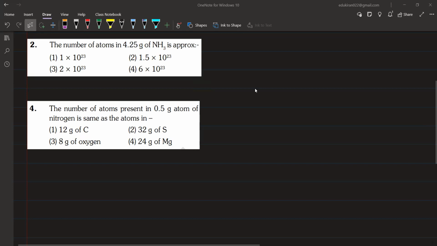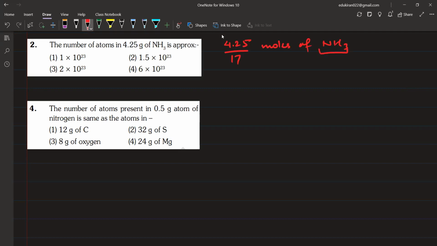For the first question, is it option 3? No. First of all, tell me how many moles of NH3 are there? 4.25 divided by 17, sir. So this many moles are there, right? Yes. Then 1 mole of NH3 will have how many atoms? It has 4 atoms, right? So 4 into 4.25 upon 17 into 6.022 into 10 to the power 23. Yes or no? Yes, sir.